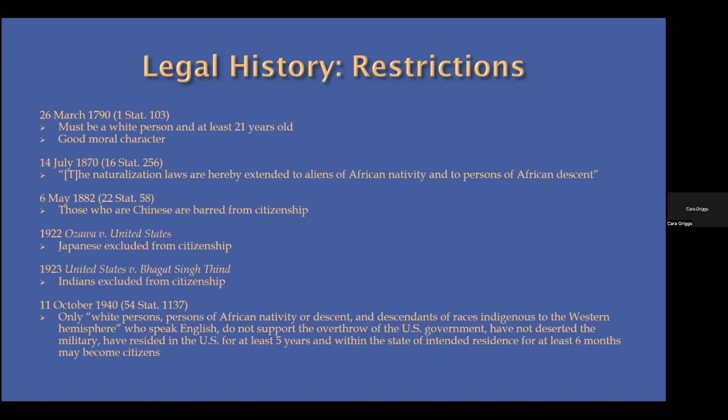To further emphasize these rulings, a law was passed in 1940, specifying that only, quote, white persons, persons of African nativity or descent, and descendants of races indigenous to the Western Hemisphere could become citizens. The law also restricted citizenship to those who could speak English, did not support the overthrow of the U.S. government, had not deserted the military, had resided in the U.S. for at least 5 years, and within the state of intended residence for at least 6 months. And ultimately, Chinese immigrants could not become citizens until 1943, Indians until 1946, and Japanese until 1952.